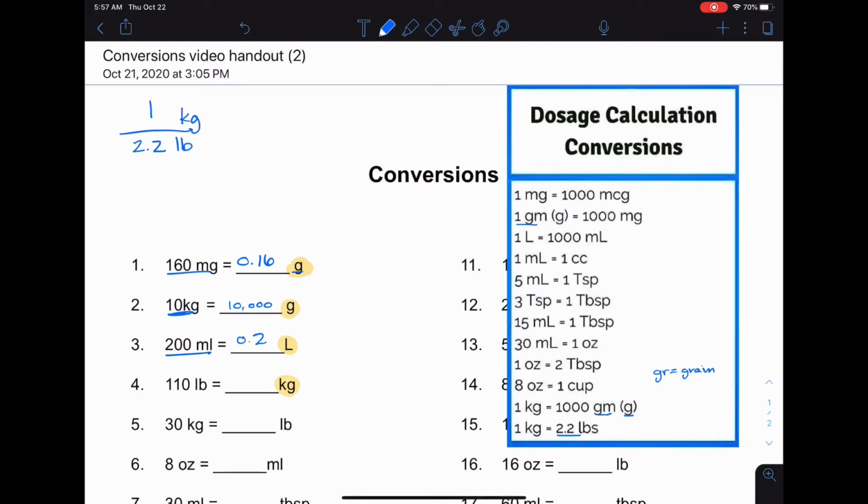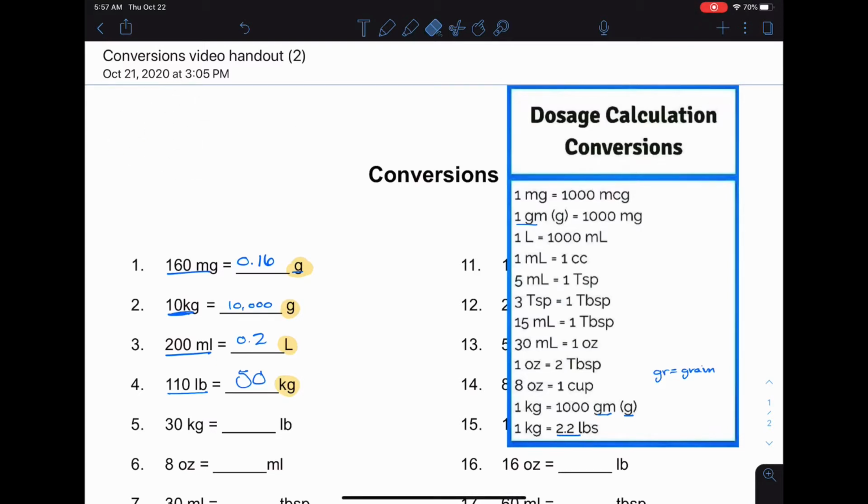I want to get rid of the pounds, so this is the point where I can throw in my 110. Then we can multiply across because those are canceled. All I'm left with is kilograms. So we got 110. 2.2 times 1 is 2.2. And that divides out to 50 kilograms.